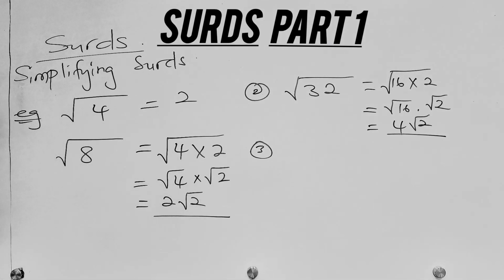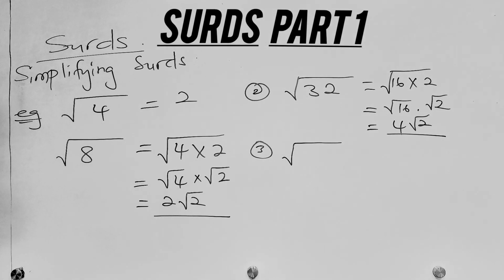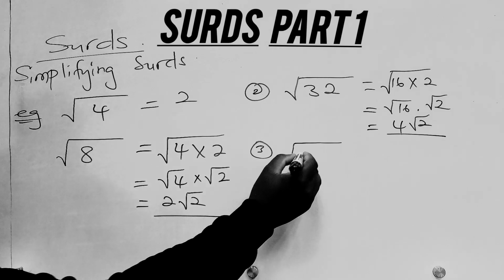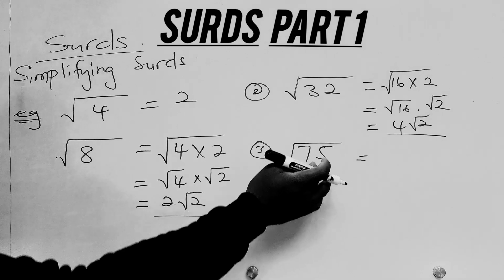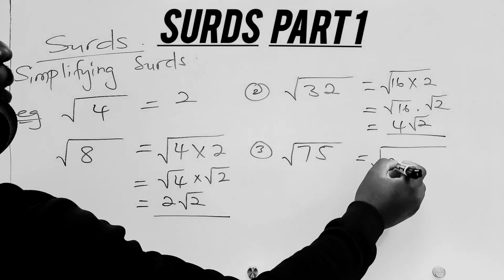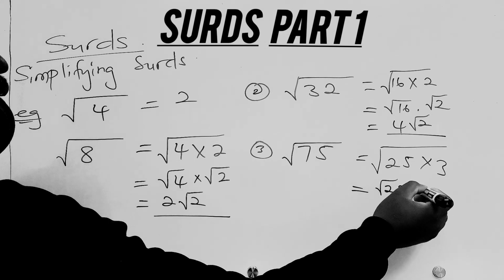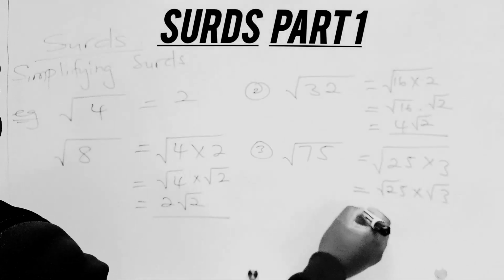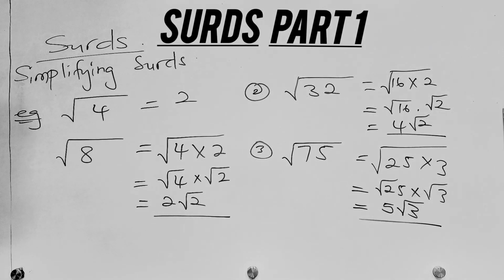The next example, square root of 75. 75 is not a perfect square. So what we can do here is find the perfect square which is a factor of 75. I'm sure we have 25. So 25 times 3. Then we have root 25 multiplied by root 3. So this will be 5 root 3. That's our solution.